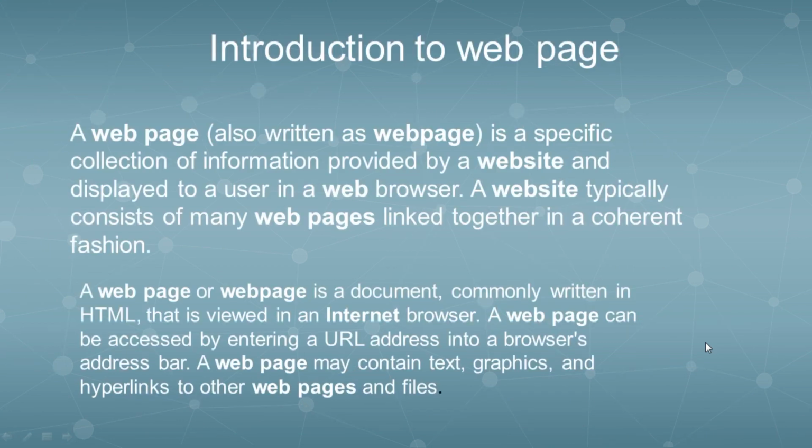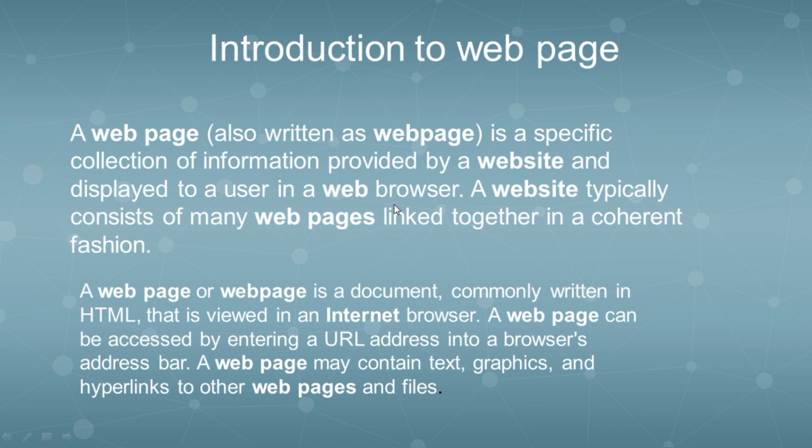So student, actually a web page is a collection of multimedia contents like text, audio, video. It is accessible by a browser. Browser means an application by which we can access the internet, like Google Chrome, Mozilla Firefox. So a web page is a specific collection of information, which can be multimedia also, provided by a website and displayed in the user's web browser.